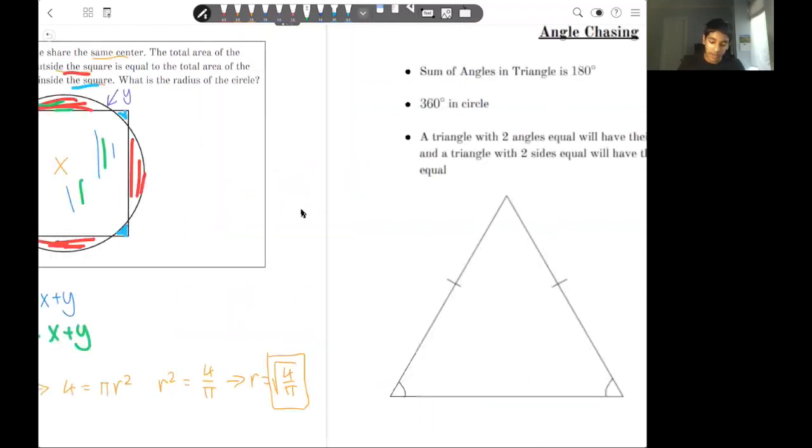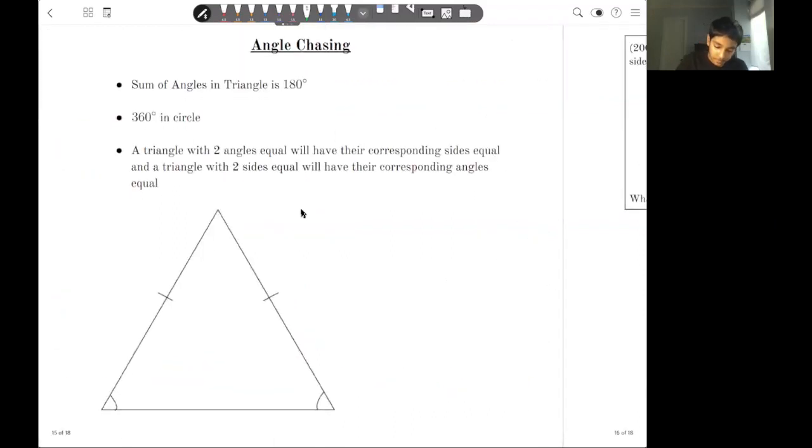Okay, so now we're going to do angle chasing. Most of you probably already know this, but the sum of the angles in a triangle is 180 degrees, and there are 360 degrees in a circle. And another less well-known property is that triangles with 2 angles equal will have equal sides. Let me just explain in the diagram.